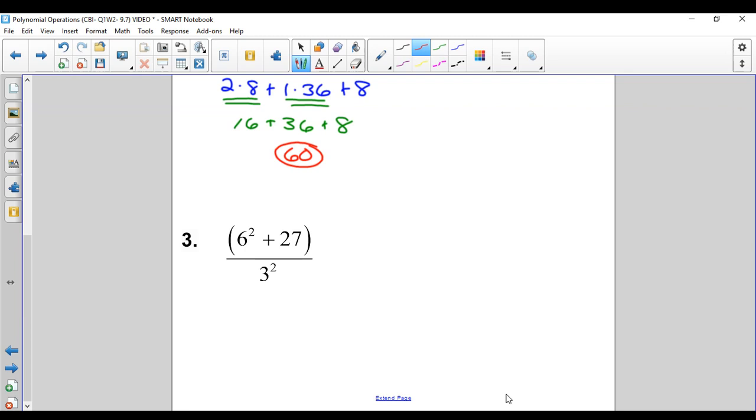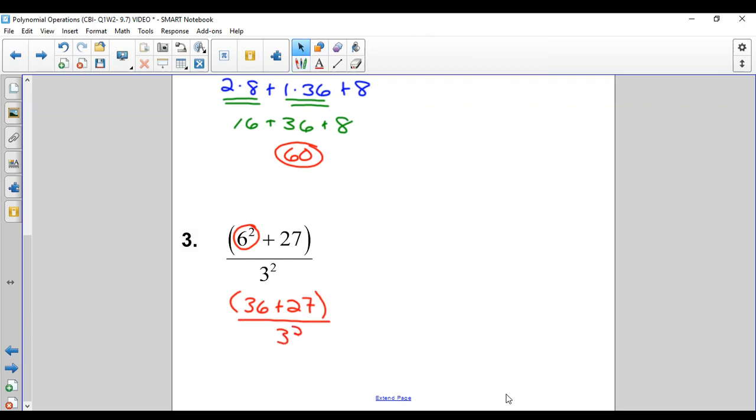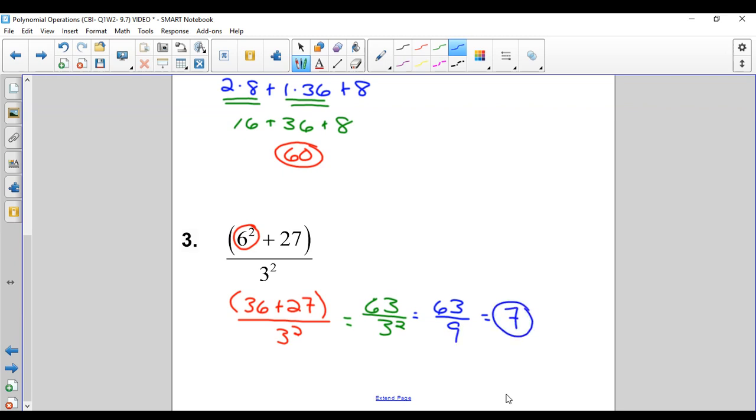We have 6 squared plus 27 in parentheses, and then over 3 squared. So we start inside the parentheses, but inside these parentheses, we have an exponent. So we go ahead and take care of that. Parentheses have not gone away yet, technically. So I'm still working up top. 36 plus 27 is 63. Over 3 squared. 3 squared is 9. So 63 divided by 9, which ends up being 7. We have that.